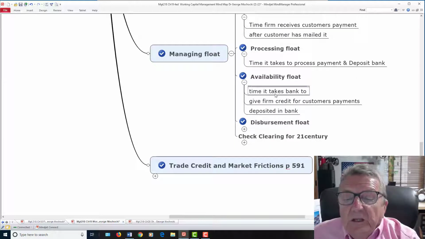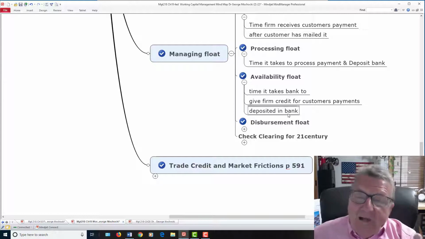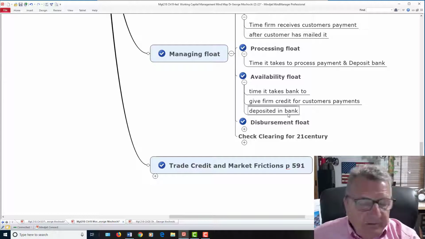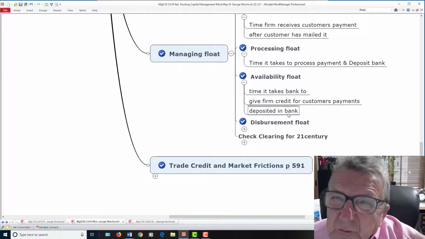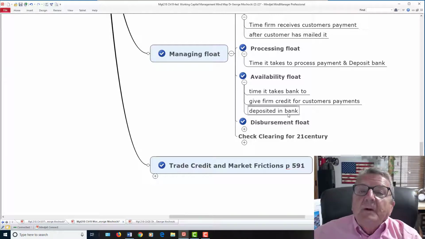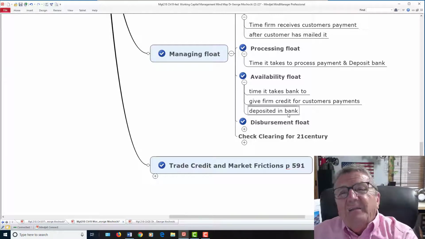Availability float takes time to give the firm credit for customers' payment deposits. Look, if I use Amazon, I pay for it, I return it. They say, okay, it takes 2 days to return it. You know, I don't like it, right? So I just want my money back. I'm just using that as an example a lot of people could relate to. Okay, so they owe me $100, and when do I get it back? Do I get it back? And I say, nah, I may get it back a week later.